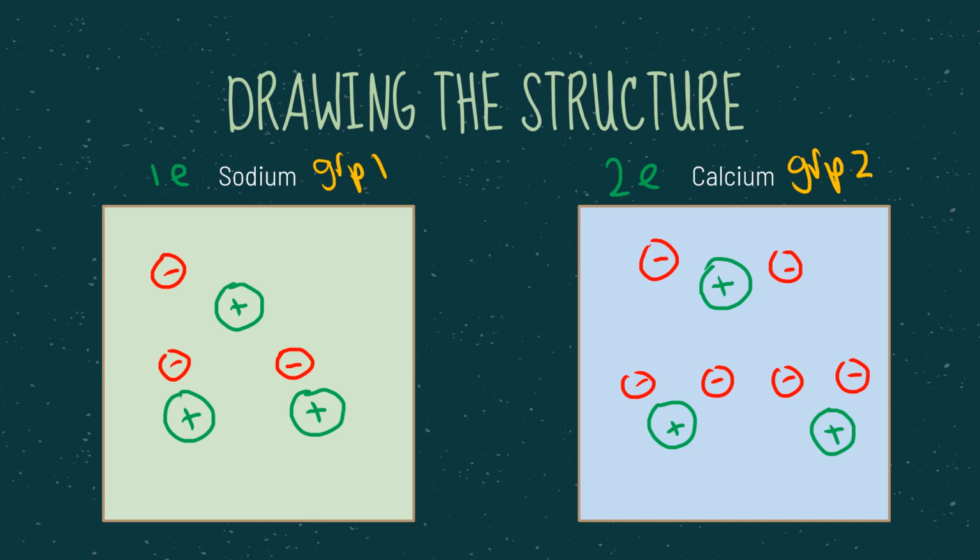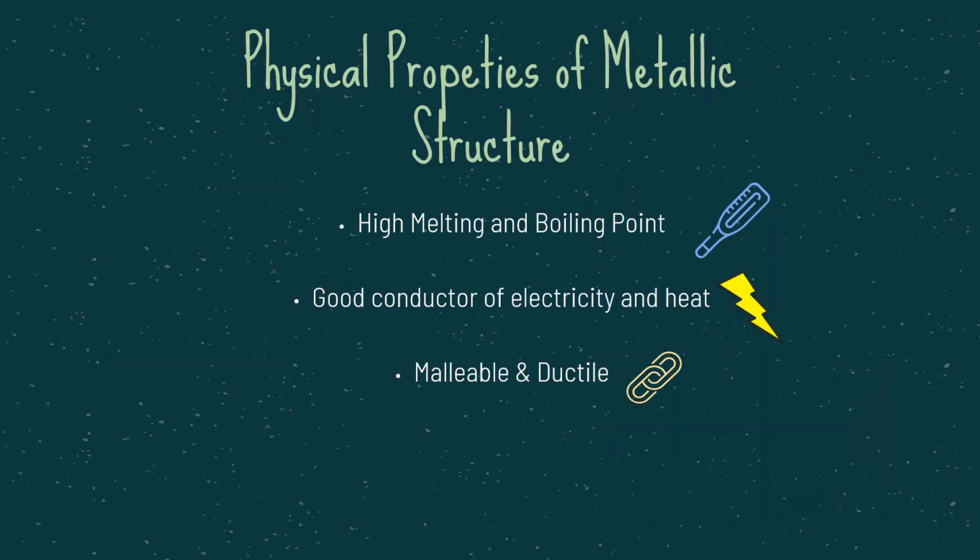Now let's move on to the physical properties of a metallic structure. A metallic structure has a high melting and boiling point. It is also a good conductor of electricity and heat, and they are also malleable and ductile. We're going to see why it's such in the next slide.